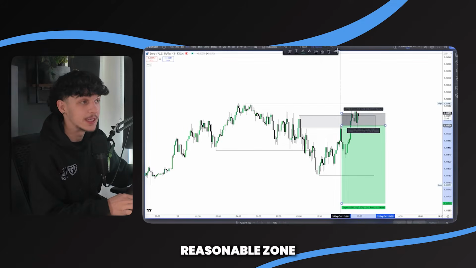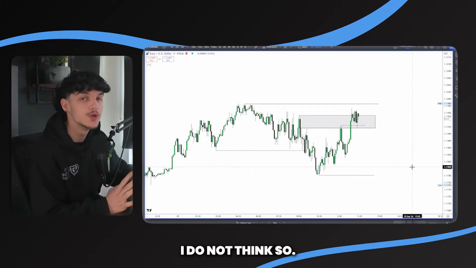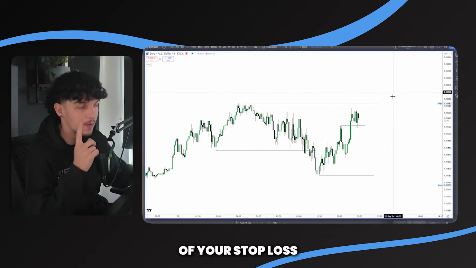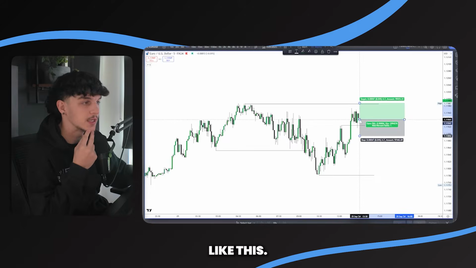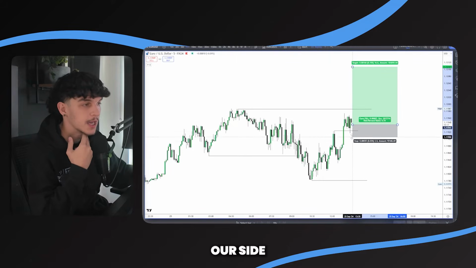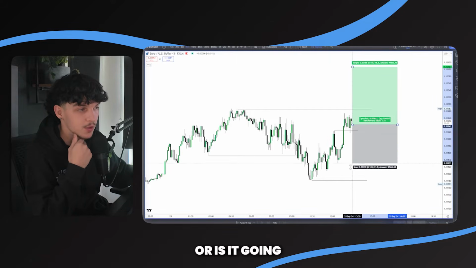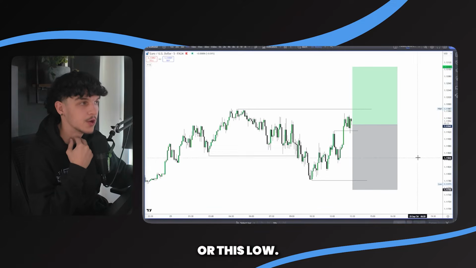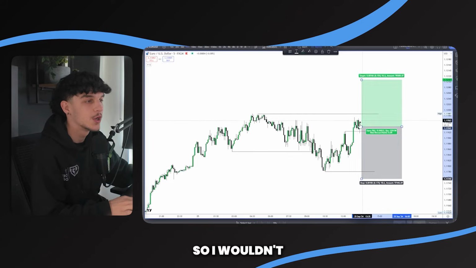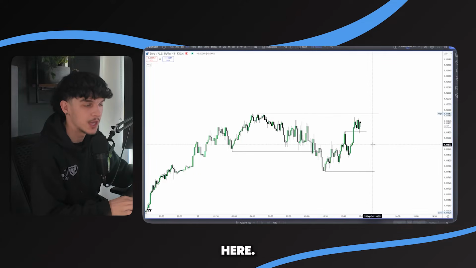Is this a reasonable zone to get in? I do not think so. The only reason is because you need to be aware of your stop loss. When you look at positions like this, if we want to go long around here and maybe go for an impulse up into those zones, is your stop loss going to be below this low, or below this low, or this low? So you see your risk to reward is slightly off. So I wouldn't look at getting into a position here.